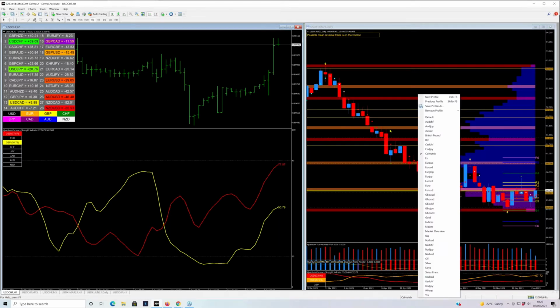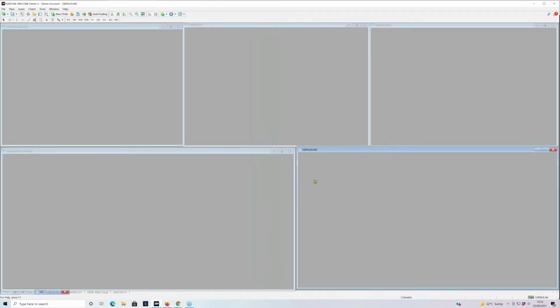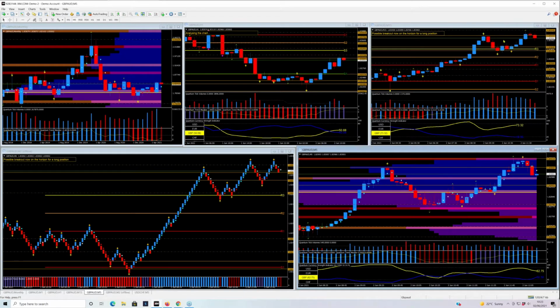Right, first of all, this morning was pound Aussie, as I said, for me, and this is my setup that I've got here. I just want to run through it very quickly. This is on my MT4. I have 5 charts.